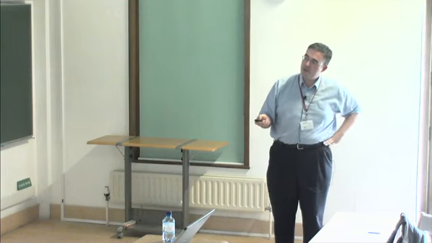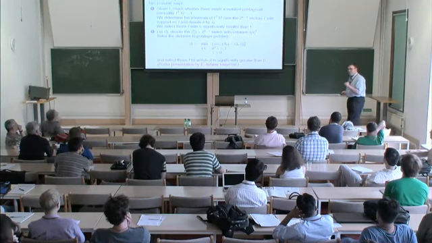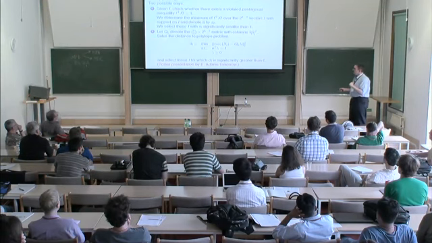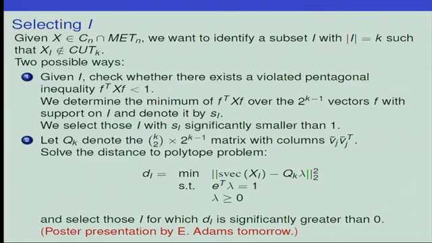An alternative approach is to take the current point and essentially project it onto this combination of the points of the small cut polytope, check the distance, and then select the subsets for which this distance is significantly greater than 0. And in the interest of time, I'm going to show you results for the first part. If you want to see results for the second part, you can go to the poster presentation of Elspeth tomorrow afternoon.